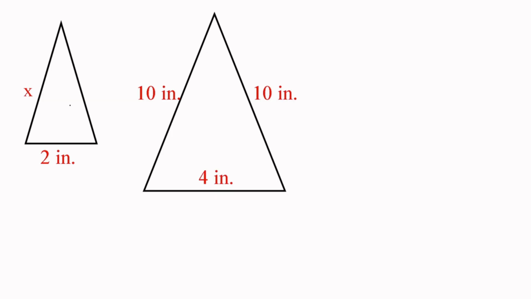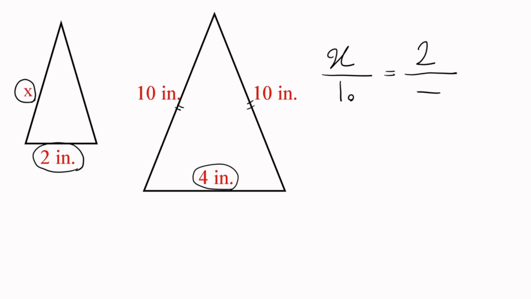Look at this example here. These two sides are equal to each other. We are going to write the ratios and set them equal to each other. So I'm going to start with this one in the smaller triangle. x over, what is the corresponding side in the larger triangle? It is 10 inches, is equal to. Again, I'm going to continue with the smaller triangle in the numerator. I'm going to have 2, and here the corresponding side is 4.